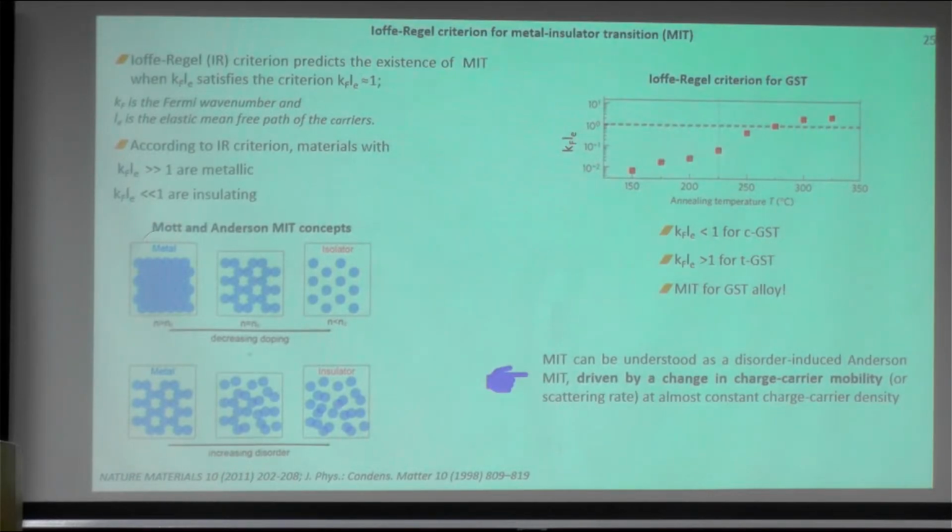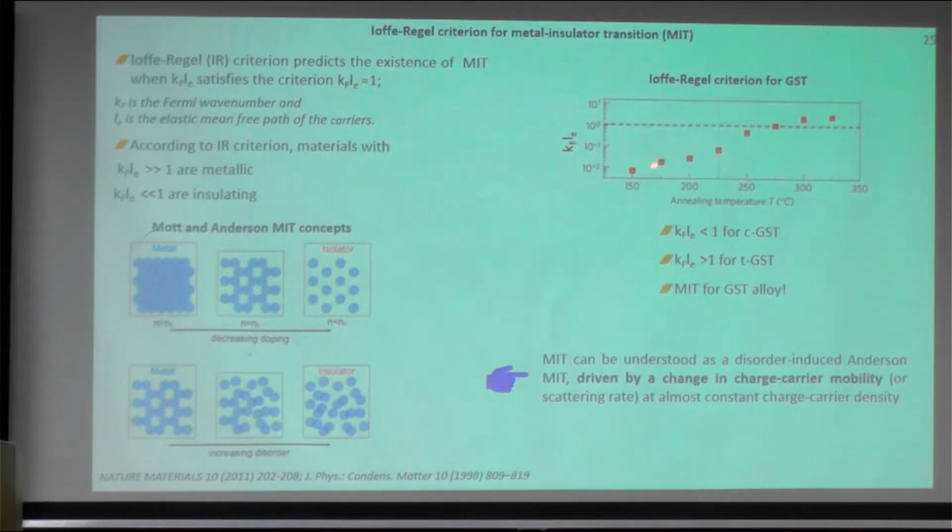And the authors found that if you increase the temperature in the crystalline phase, from cubic, and you go through several transitions in the crystalline phase to the stable trigonal phase, we see the change of this KFLE from a small value, like here, less than 1, to a value much larger than 1. And so we see the MIT transition also here.